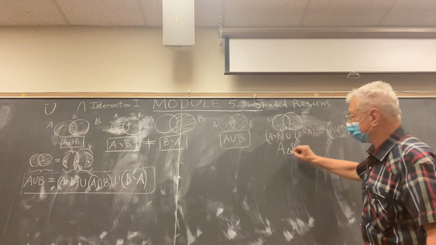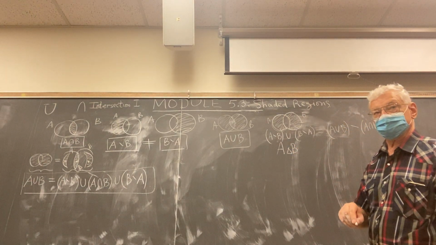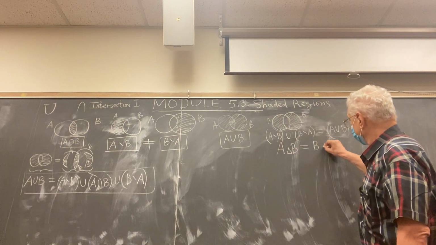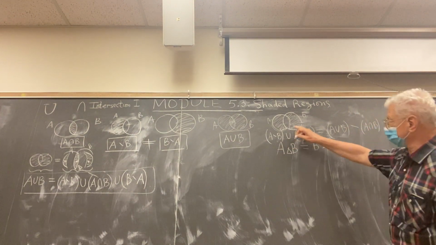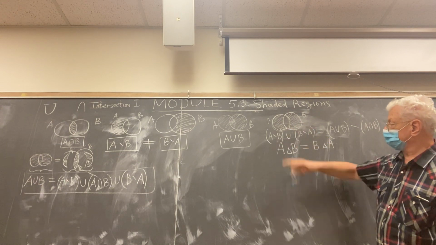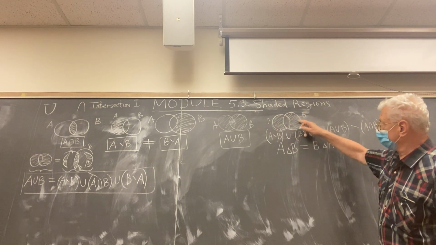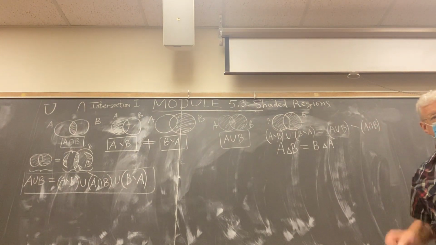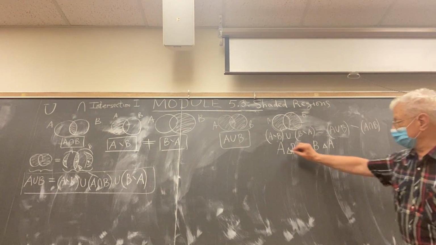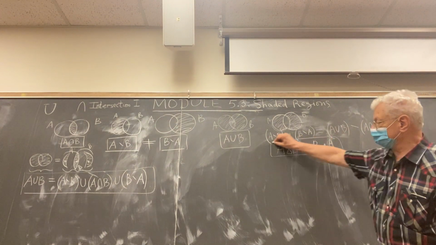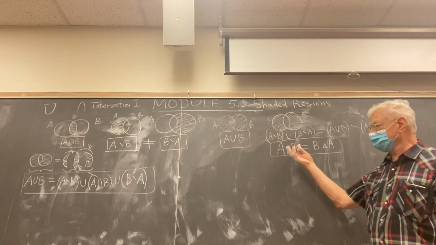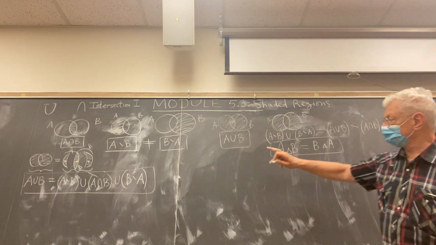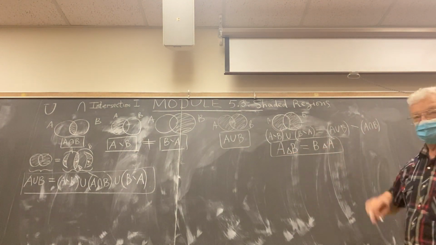It's called A delta B, and A delta B equals B delta A. Because if I pronounce first A delta B or B delta A, I'll get the same picture. That's why it's called symmetric difference, because of symmetry. If I change those, I get equality. So A minus B is not equal to B minus A, but A delta B equals B delta A.